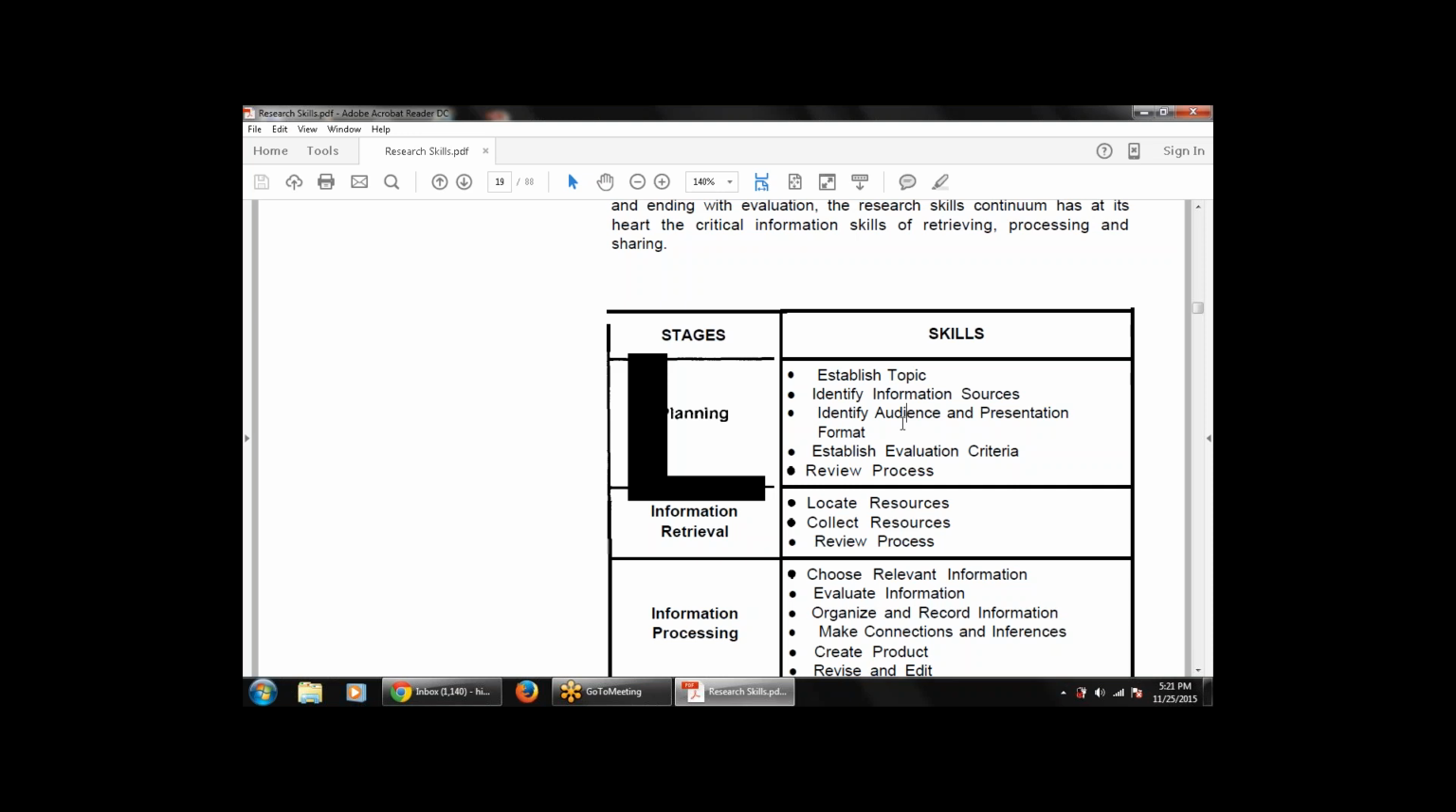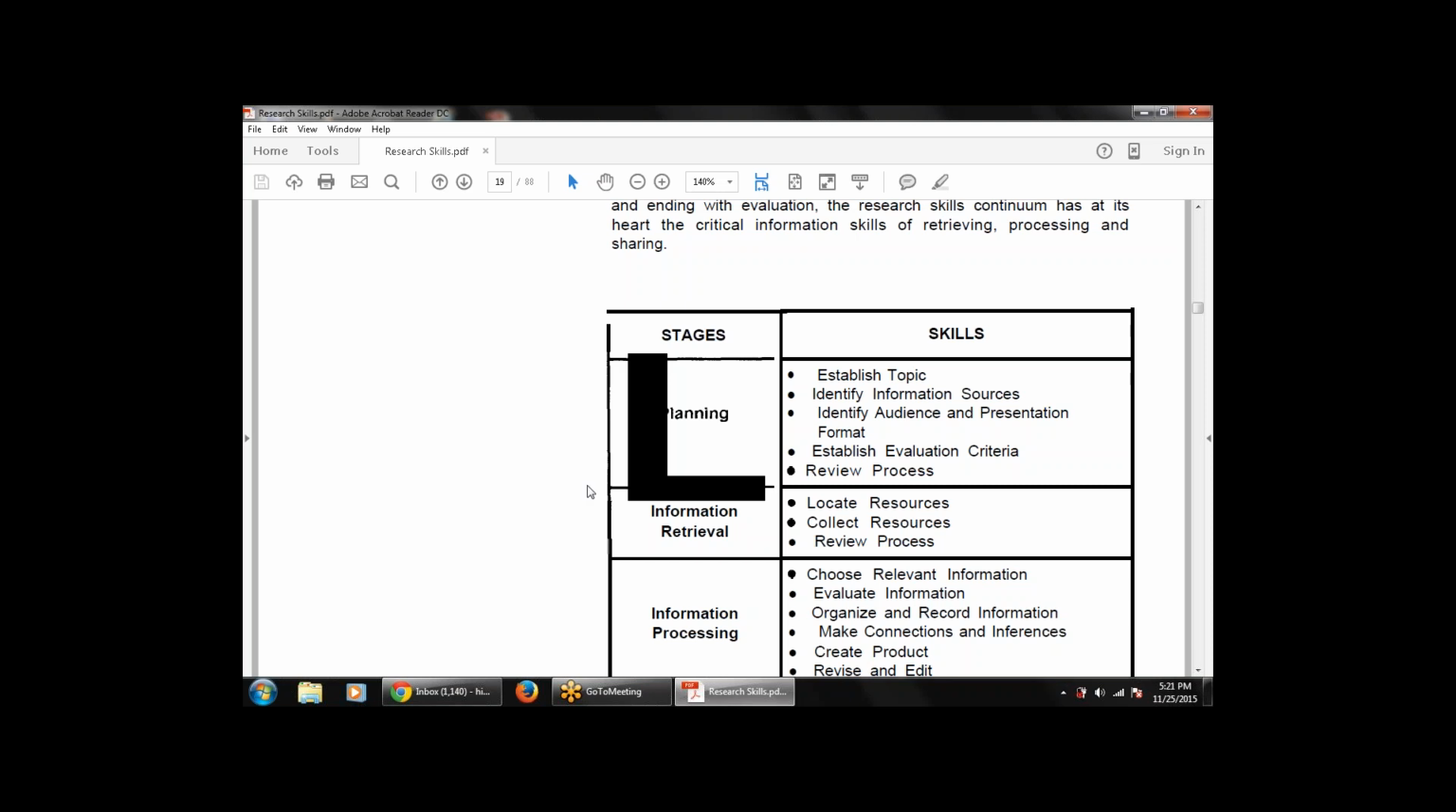That means we have to plan out what the main topic is, what the various sources are, who the audience is, what their background is, what they need, and the presentation format, establish the evaluation criteria, then review the process. So these are the various terms that are used in the planning.